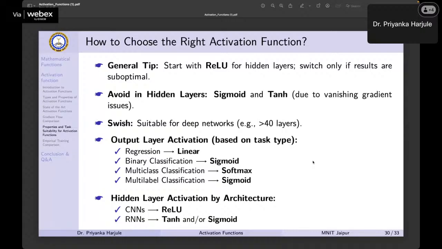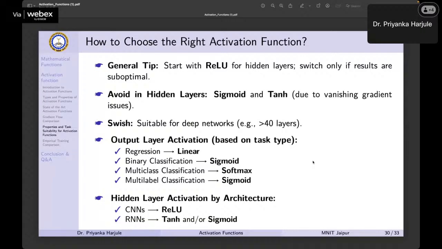Then we have the Swish. It is suitable for deep networks which are having more than 40 layers. So this is recommended for very, very deep architectures like those found in the image classification or the transformer.